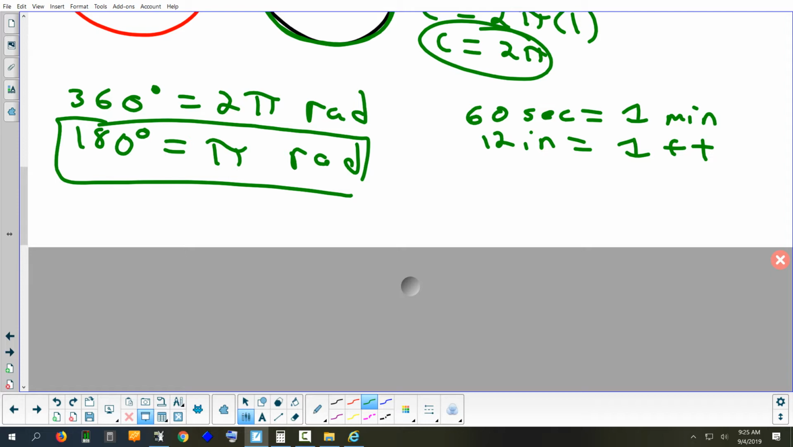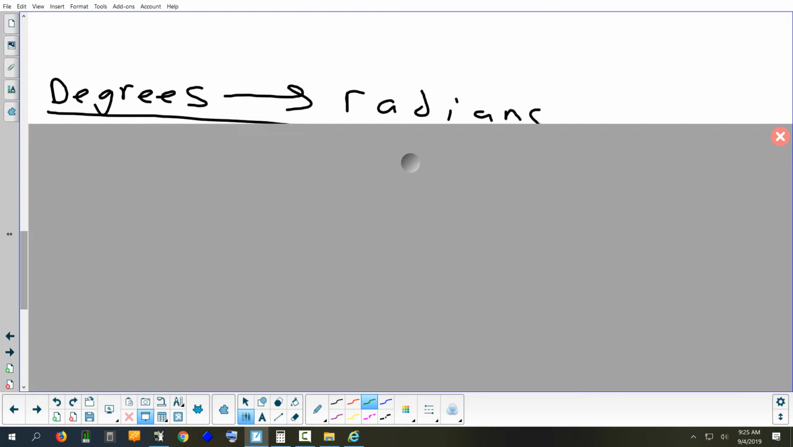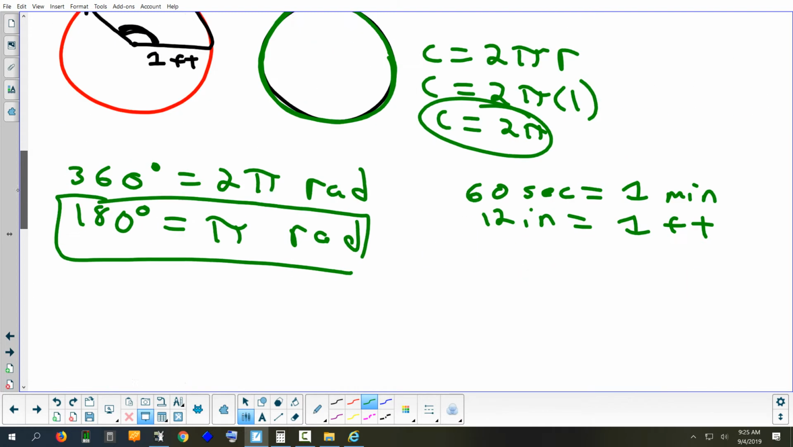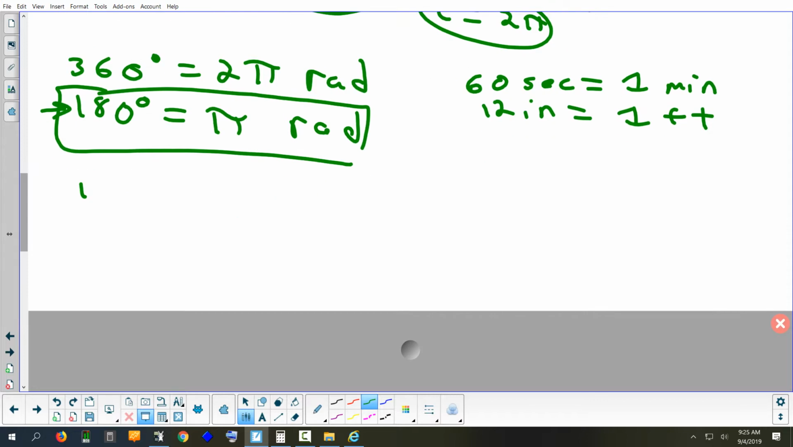Which side we decide to make a 1 is going to control whether we're converting from degrees to radians or radians to degrees. All right. So let's do it. Let's get a 1 on this side. To get a 1 on the left, what would I have to divide both sides by? 180.